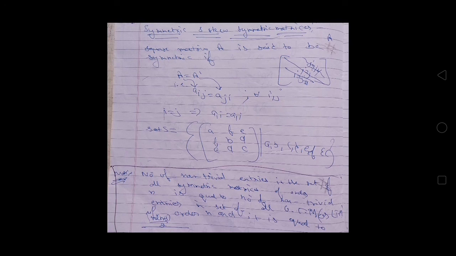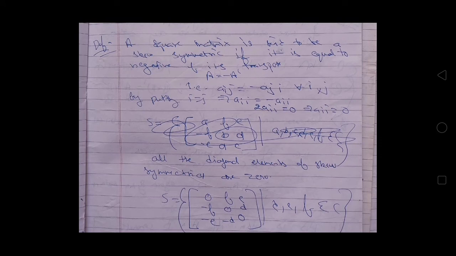Now see this note. The number of non-trivial entries in the set of all symmetric matrices of order n is equal to the number of non-trivial entries in the set of all upper triangular or lower triangular matrices of order n, and it is equal to n into n plus 1 divided by 2. As we have choices for arbitrary constants to be placed in a matrix, we have as many choices for arbitrary constants in the case of upper or lower triangular matrices. The dimension of the symmetric matrix and the upper and lower triangular matrices is the same.